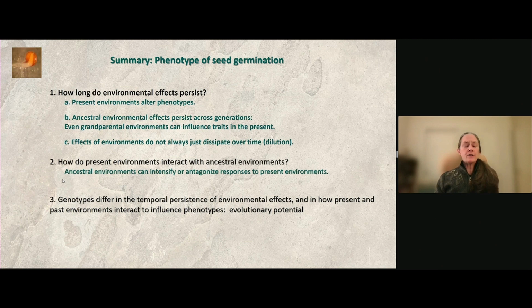With regard to the second question, we found that ancestral environments can either intensify or antagonize responses to present environments depending on the genotype, which leads to the third observation, that genotypes differ both in how long those environmental effects last and in how the environments in two different generations interact, indicating that there is potential for the persistence and the environmental contingency of these responses to evolve.